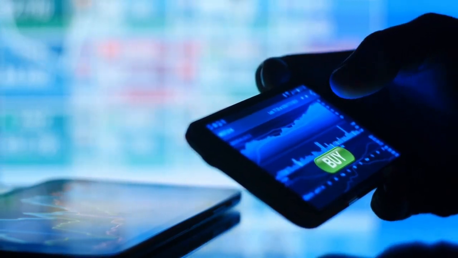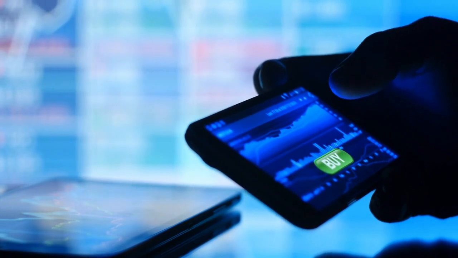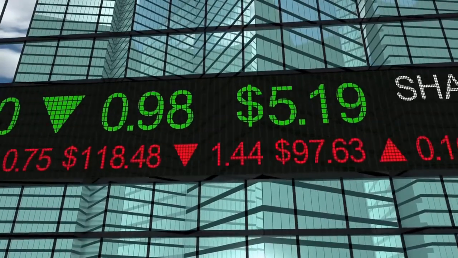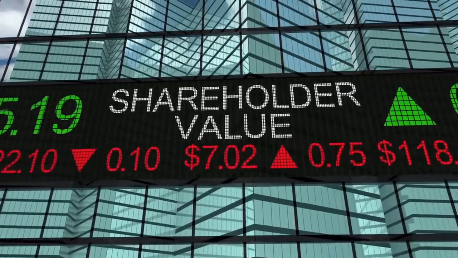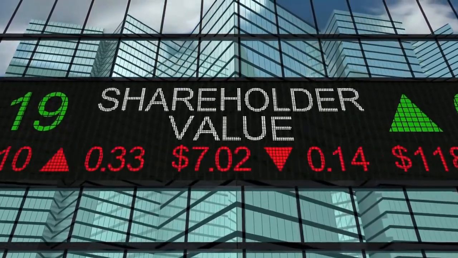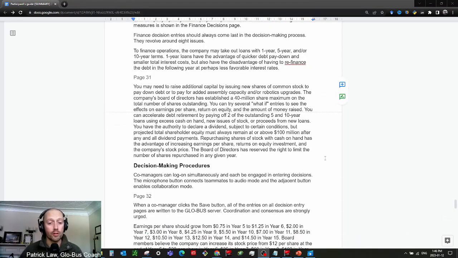Repurchasing shares of stock with cash on hand has the advantage of increasing earnings per share, returns on equity investment, and the company's stock price. The board of directors has reserved the right to limit the number of shares repurchased in any given year. Decision-making procedures.